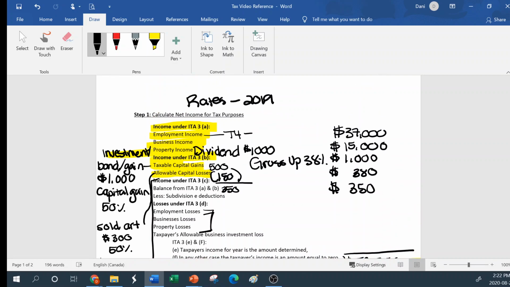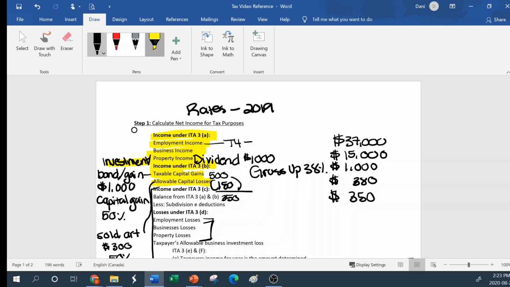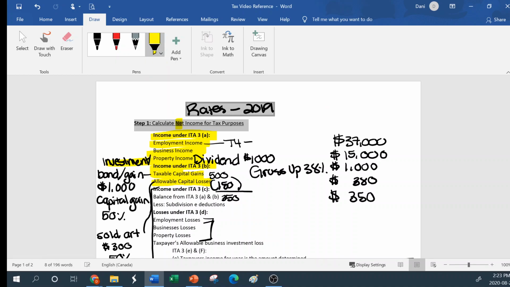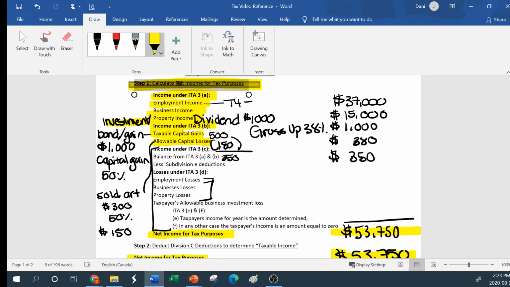You always just follow these 5 steps, and I've kind of just highlighted the important parts that you will be covering in FINS 150. So you have your step 1, calculating net income for tax purposes. Here we're just focusing on, okay, well, what money came in to you in the year? What money did you earn this year?